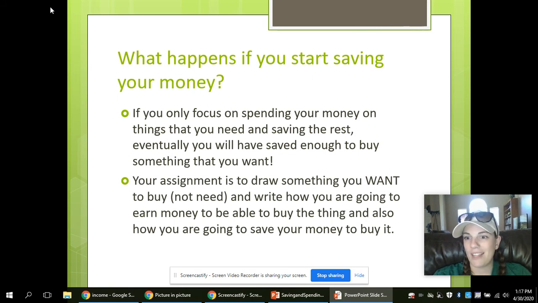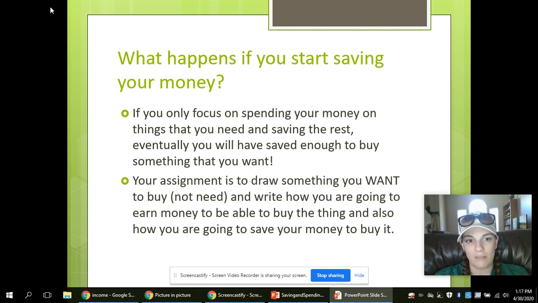What happens if you start saving your money? There were a lot of scenarios where we decided that we were not going to spend our money quite yet. If you start saving that money that you don't use right away, eventually you will have enough saved to buy that thing. So if Abigail really wanted that iPad, she might not have the money right there, but she could save her money and she could eventually buy that iPad. Eventually, saving allows you to get things that you want, and you don't always have to spend your money on things that you need.